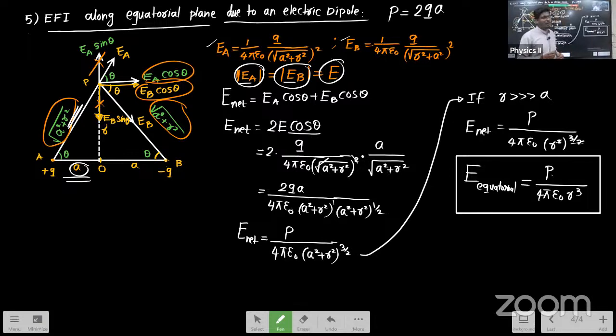Now we are left with one single, another important small concept that is called the expression for torque or couple on an electric dipole whenever it is placed in a uniform electric field. If we do this concept, we'll be done with electric charges and field. Let us move on to that concept. Those who want to copy, they can copy this.